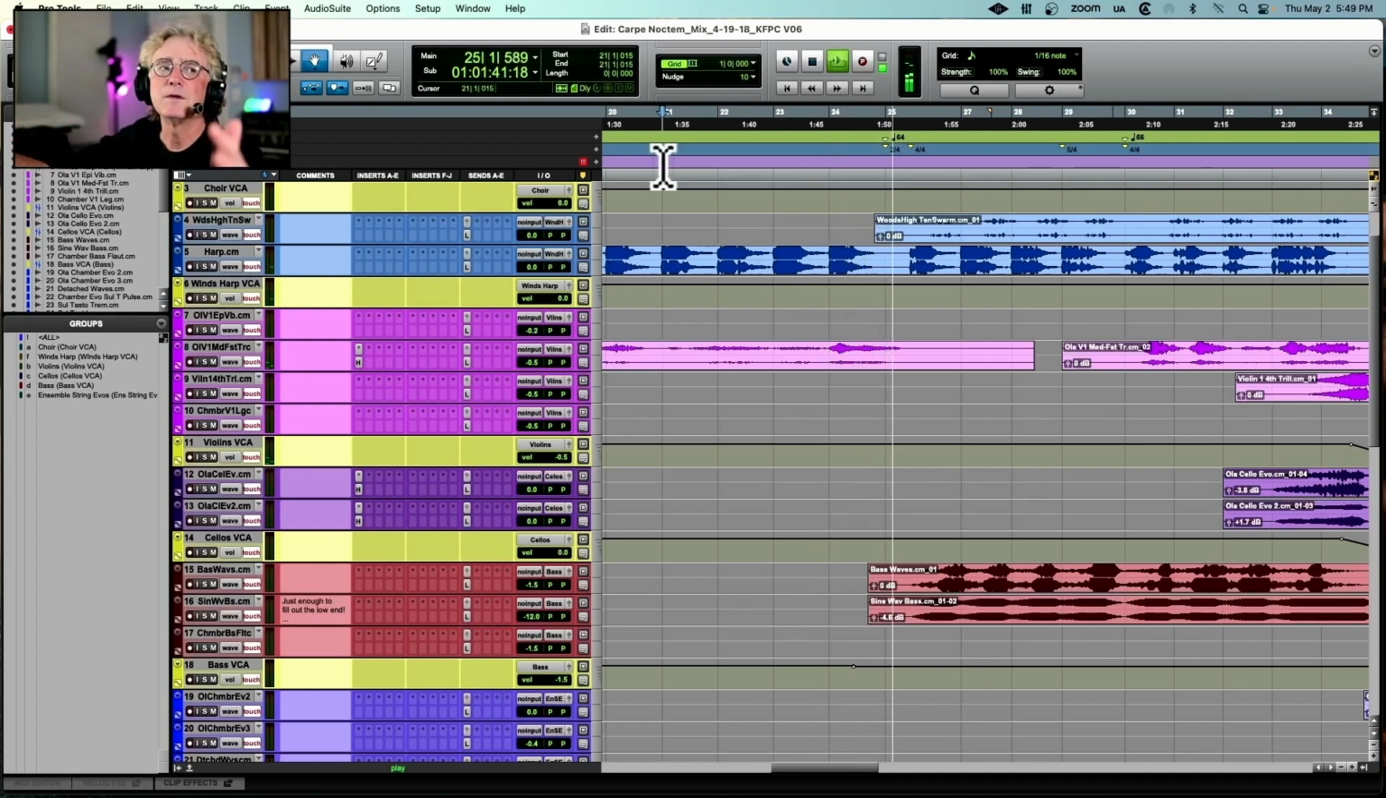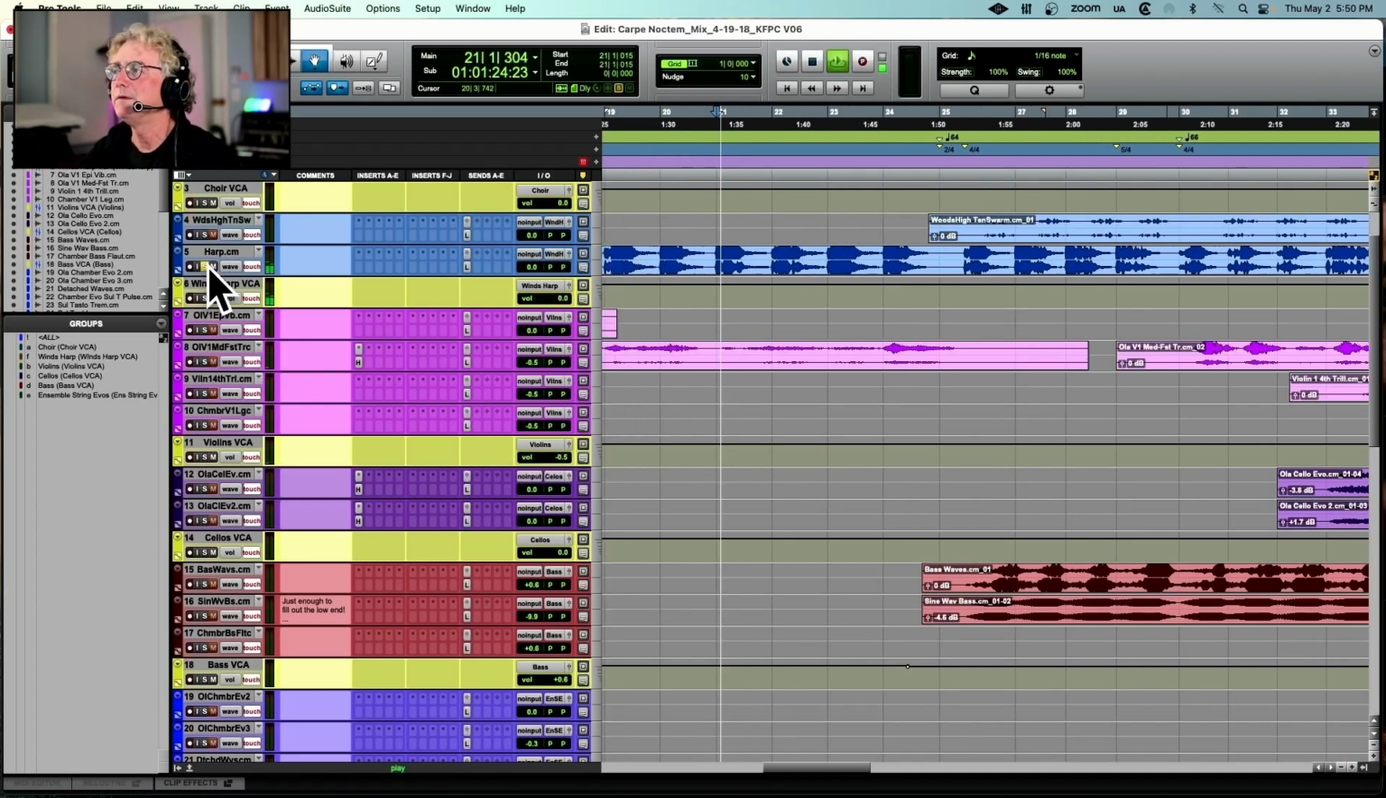See that? It just gives a little, like, it's almost like I did a 2, 3, 4, and then in. So I'm making it more human, more conducted. So you can hear the harp is playing time, right? So this is the harp part.